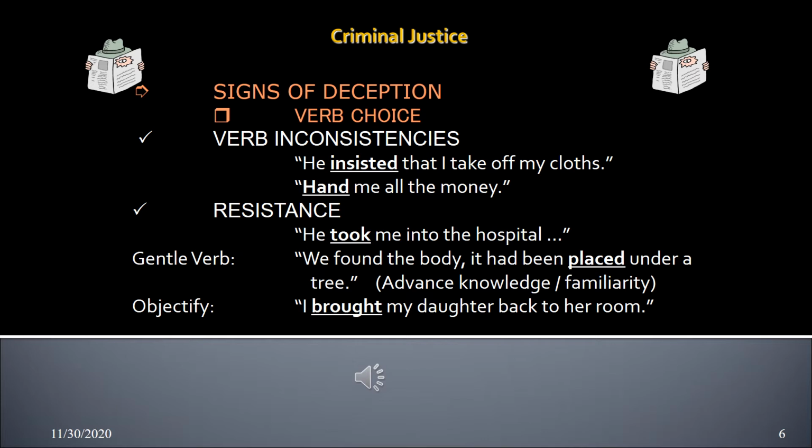I brought my daughter back to her room. Now, the suggestion here is this is objectifying the daughter, that she was already dead at this point, and that the father carried her back to her room because she was an inanimate object by this time. She was no longer alive. So he didn't carry her back, he brought her back. Okay. And as I say, these are all based on cases that they've eked out of different cases and put into a statement analysis to understand how it functions.